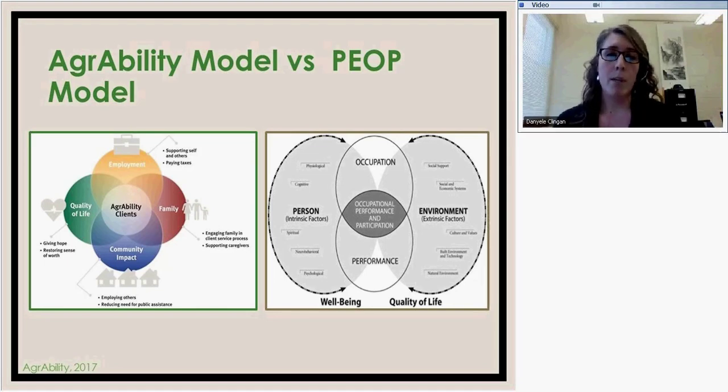this PEOP. When you look at both models, they're both looking at the individual holistically and how the individual is impacted in terms of their community, their family, their employment, and how this impacts their function or their performance on the farm or with their daily occupations.